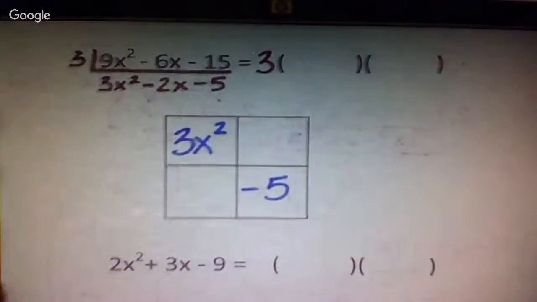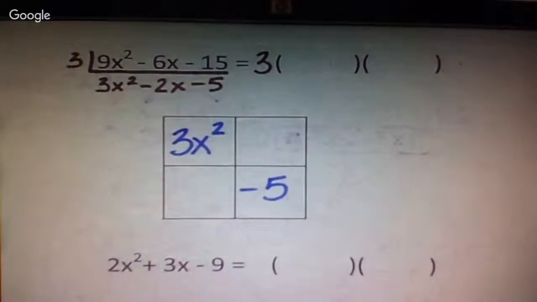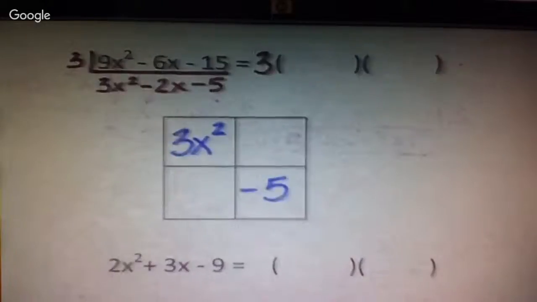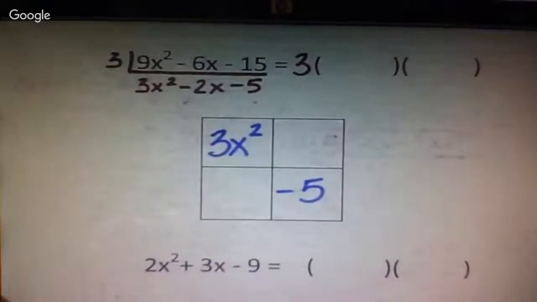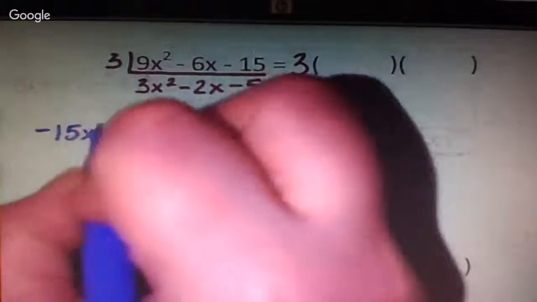Okay, so your x squared term goes in the top left. Your c term, which is just your number, your constant, goes in the bottom right. What do I get when I multiply the 2 together? Negative 15x squared.